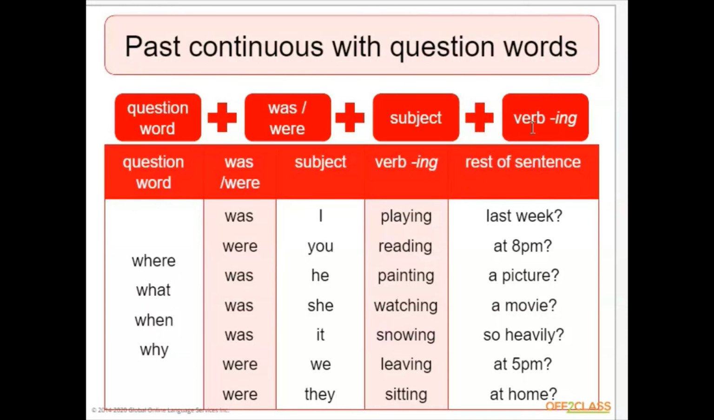All right, and as with the affirmative, the positive forms, we also have a weak form for the questions. The negative form, we don't, but we have a weak form for affirmative and questions, okay. So we have, for example, where was I playing last week? So it's was, yeah. Where was I playing last week? Or, for example, what were you reading at 8 p.m.? So it's were, yeah.